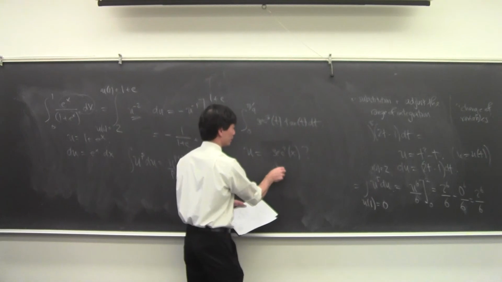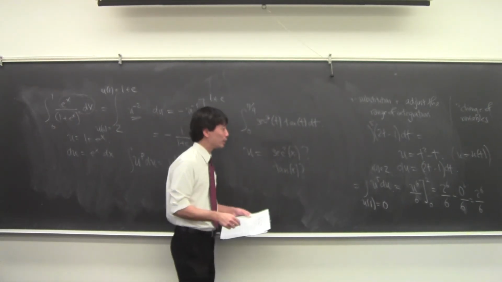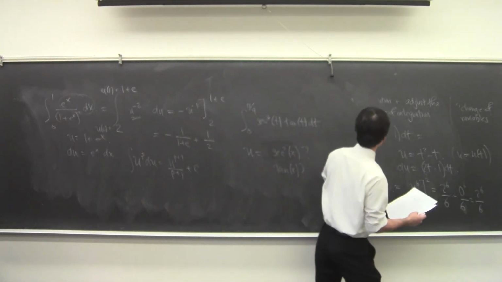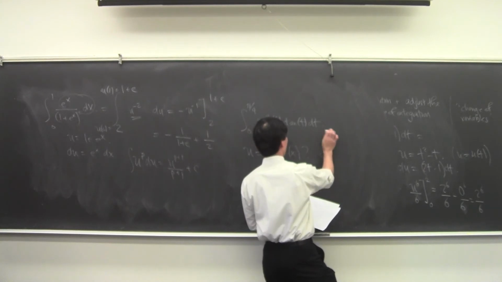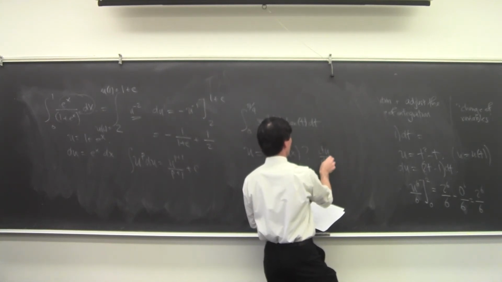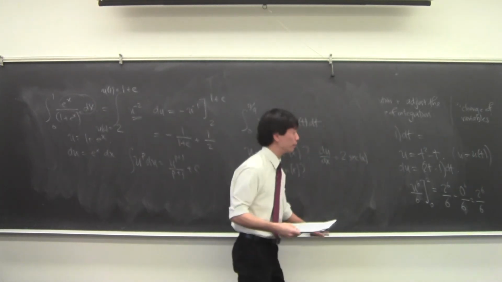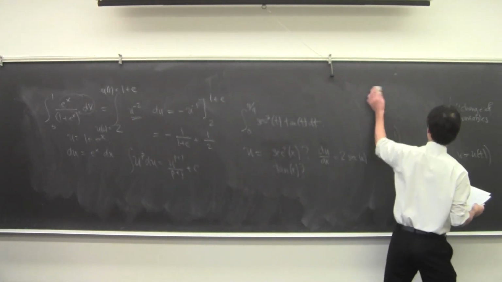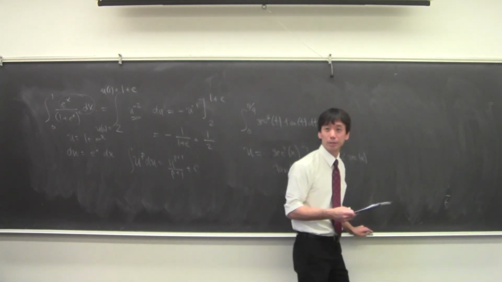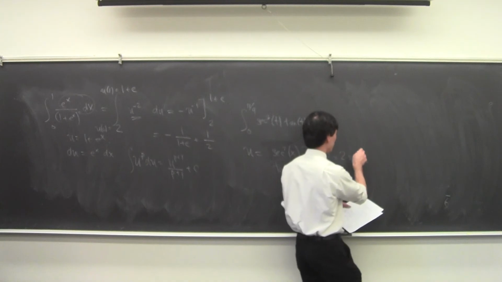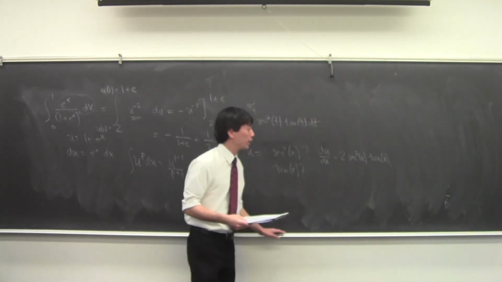Tangent? Secant tangent. What's the derivative of secant squared? Well, it's going to be 2 secant times the derivative of the secant. What's the derivative of secant? Secant times tangent, right? So secant times tangent. Okay.